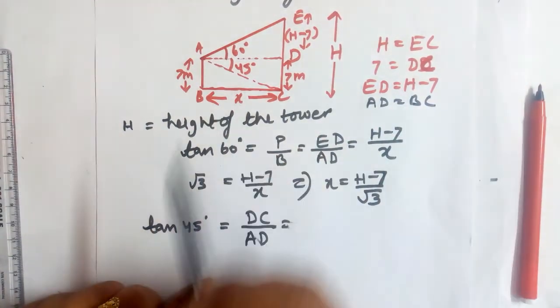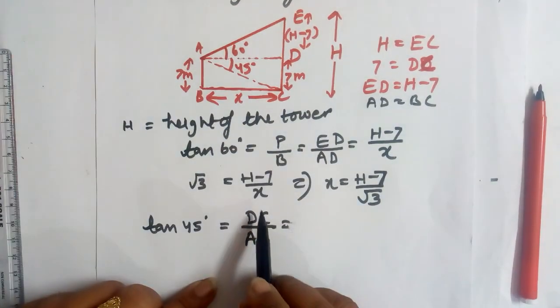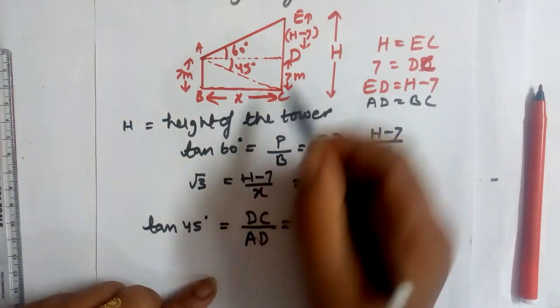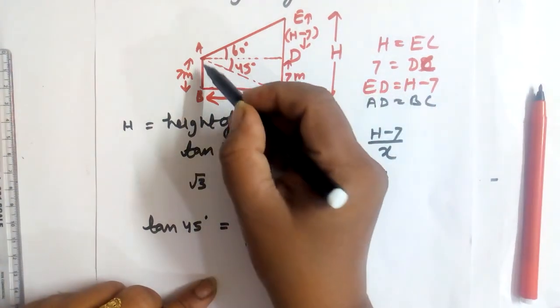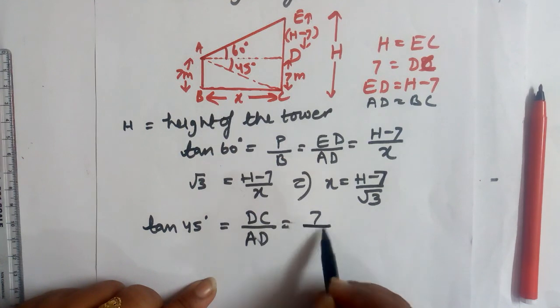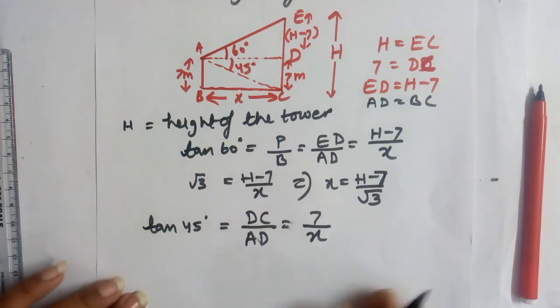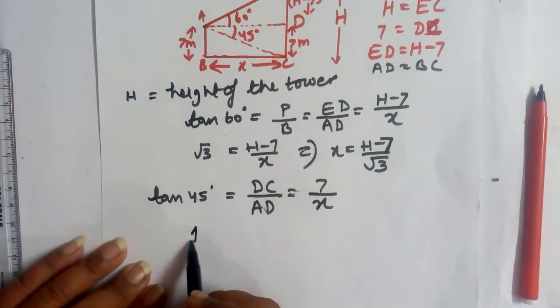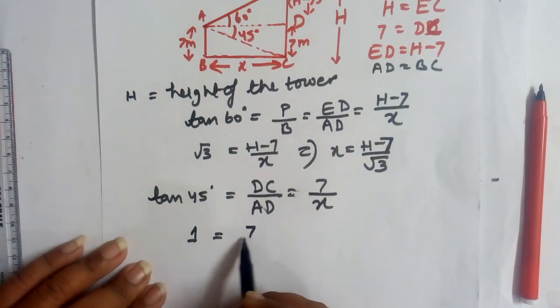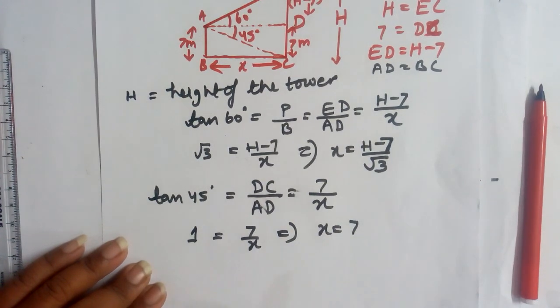Yes, because these are the parallel lines, and DC is 7 meter, because DC is also equal to AB. Okay, so 7 meter upon x, and we know that the value of tan 45 is equal to 1. So 1 is equal to 7 upon x, or we can say that x is equal to 7.